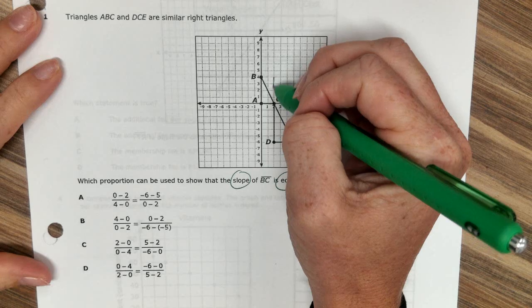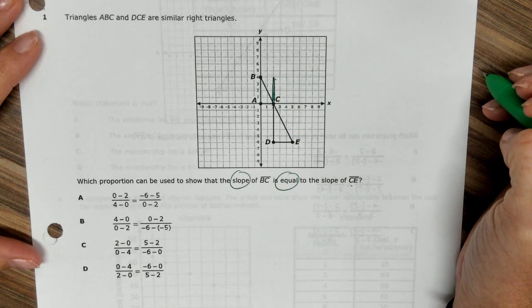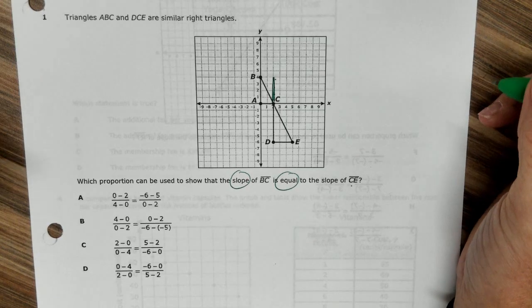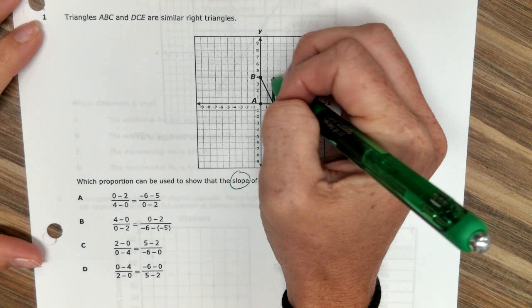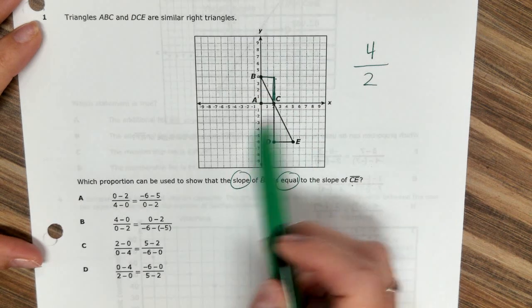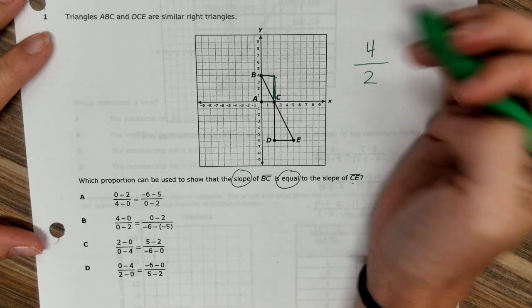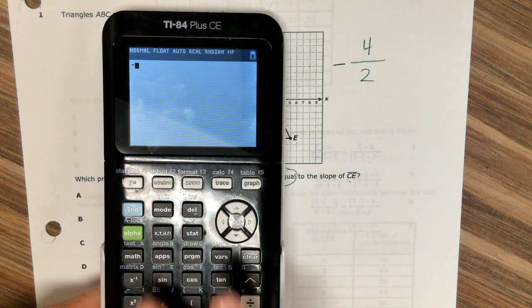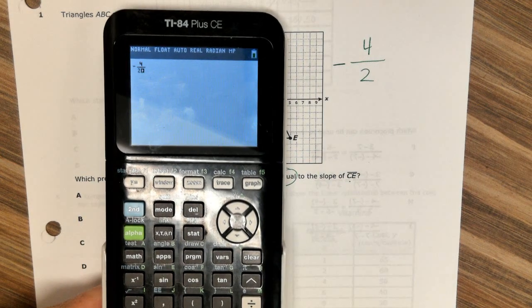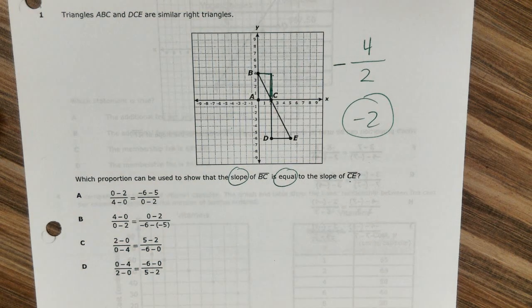For what was the rise? I can't hear but anybody. What was the rise? 4. What was the run? Was it going up, left to right, or down? So what should it have? All right, so I go to my calculator and I simplify that, which is -2. So your answer is -2.